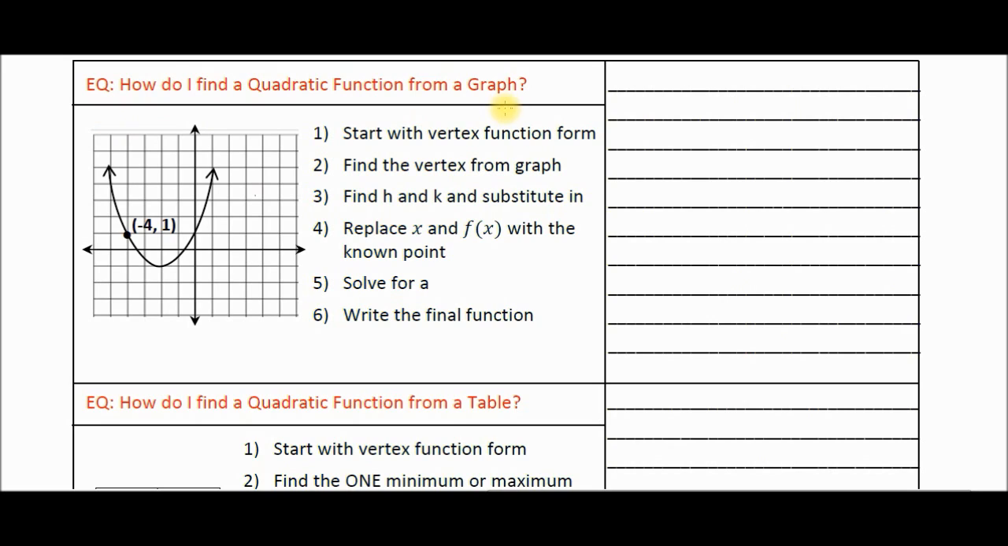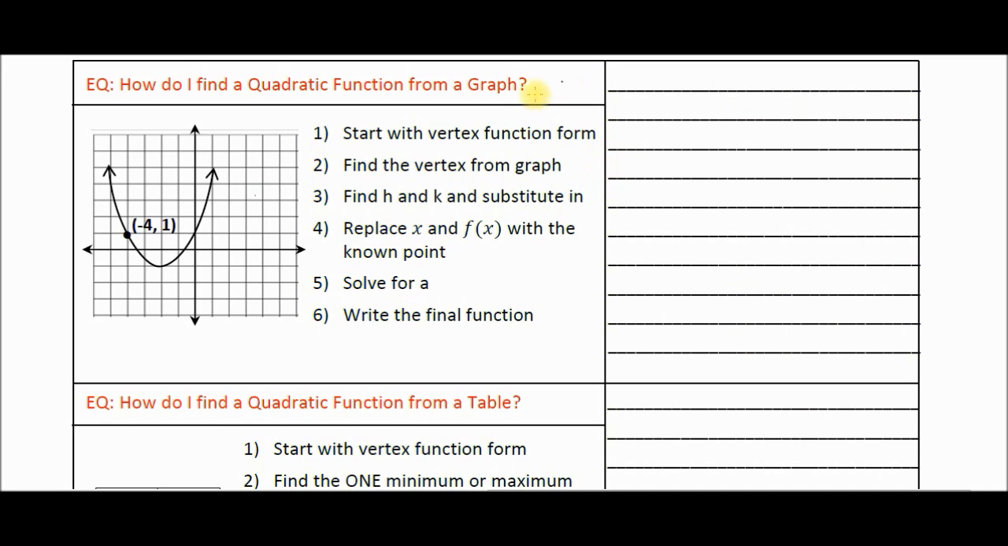Now, in the previous video, we were able to find a quadratic function from a graph when the vertex was at 0, 0. In this video, we're going to show you that you can find the quadratic function for any graph. It doesn't matter where the vertex is at. It's not a whole lot more complicated to do this procedure than it was the previous procedure. So here are the steps to complete this.